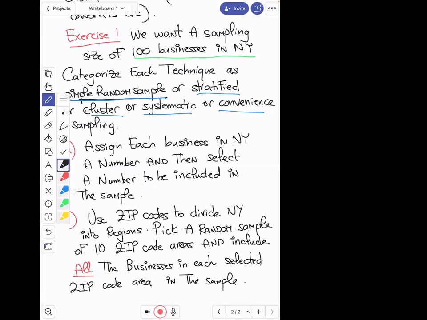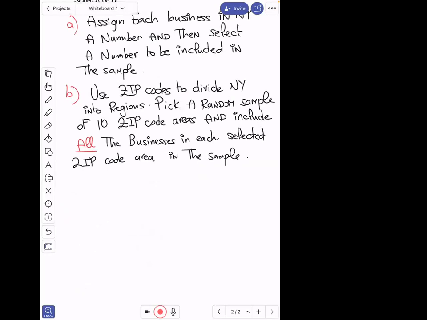Okay, so the question, guys, of course, is this a simple random sample or stratified sampling, etc., right? So this is my second sampling technique, and then the third possibility. So in C, let's say in C, what I'm going to do in C.